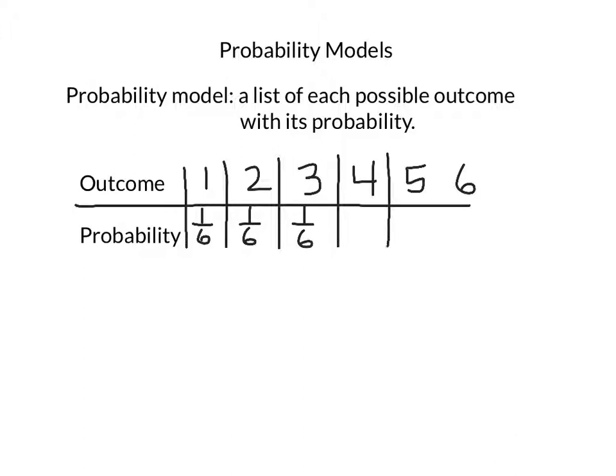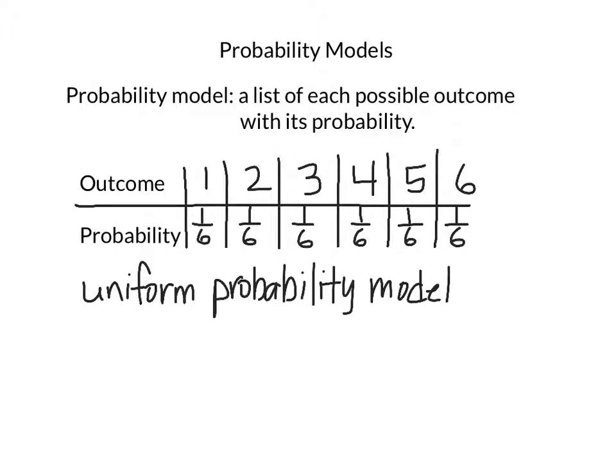And of course we know that each number on the die is what we call equally likely. Equally likely means that they have the same probability. Each number 1 through 6 has the same likelihood of being rolled, so they're all equally likely. Now when all the probabilities in a model are equally likely, we call this a uniform probability model.